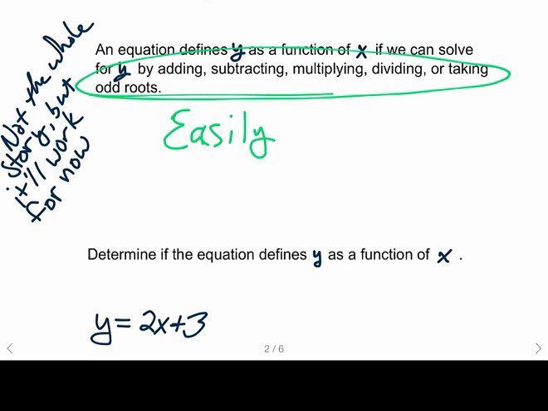So let's look at our first example here. Determine if the equation defines y as a function of x. Well, notice that we set up here that we're concerned with if we can solve for y.